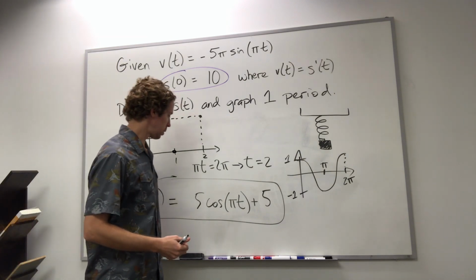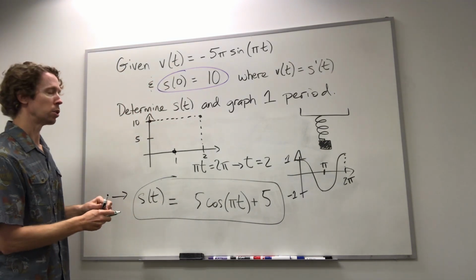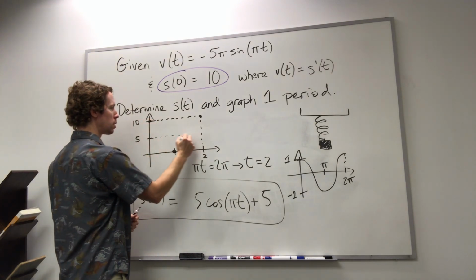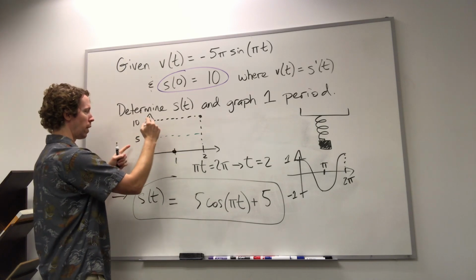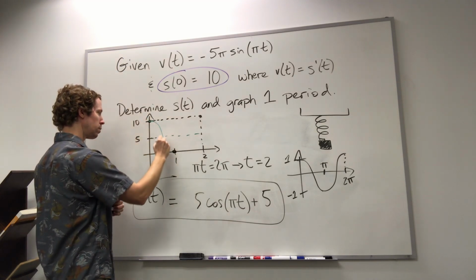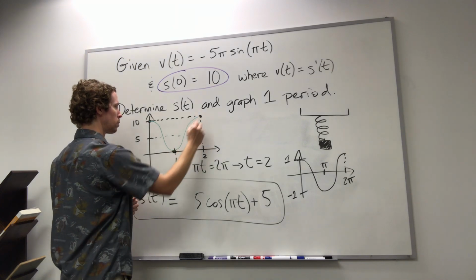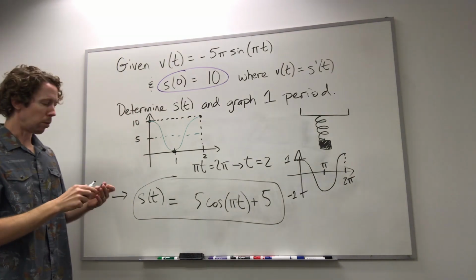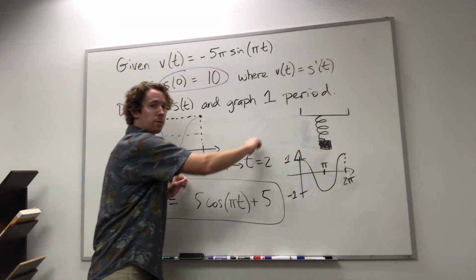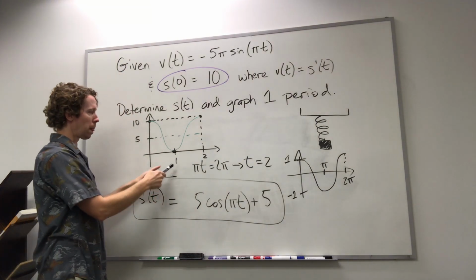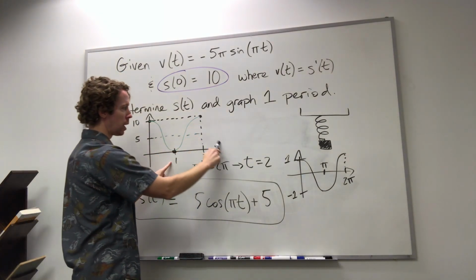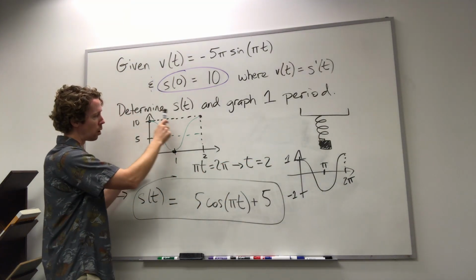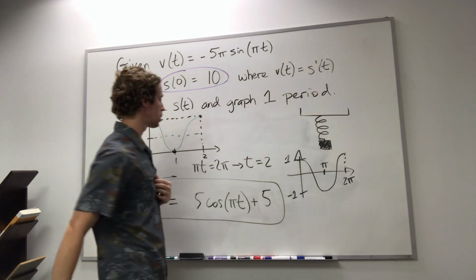And now to graph this, I'm just going to make one period of a cosine wave that starts here and goes down here. That means it will be centered here at 5. So the position looks like this. Notice it will keep going like this. So it'll hit a minimum at 1, and then it will hit a minimum again at 3, and then again at 5, and hits a maximum at 0, 2, 4, and 6, and so on.